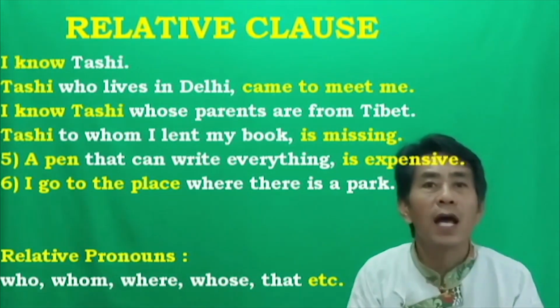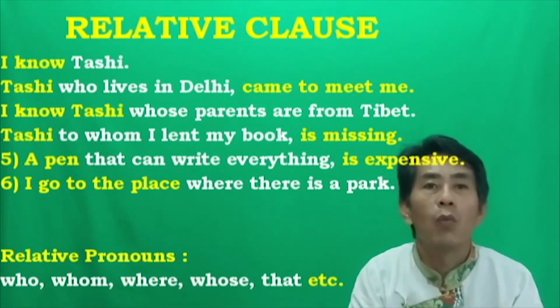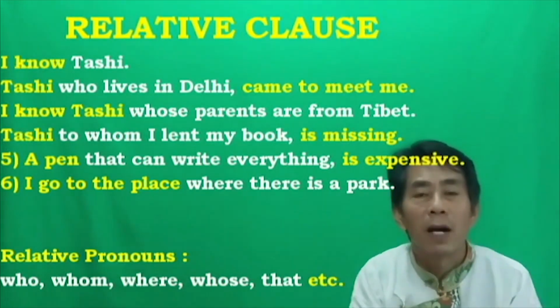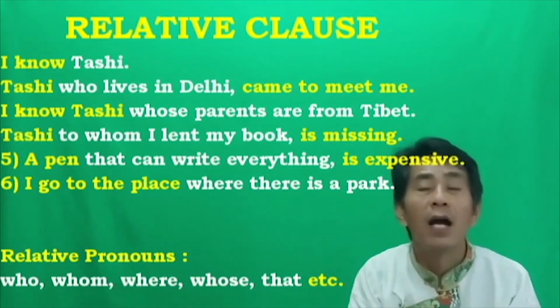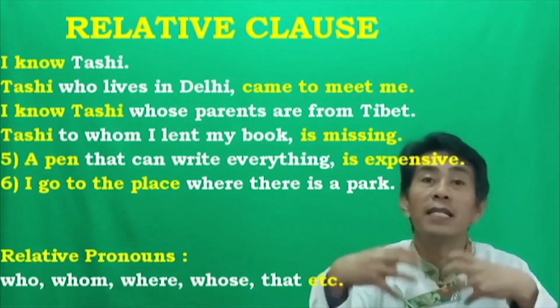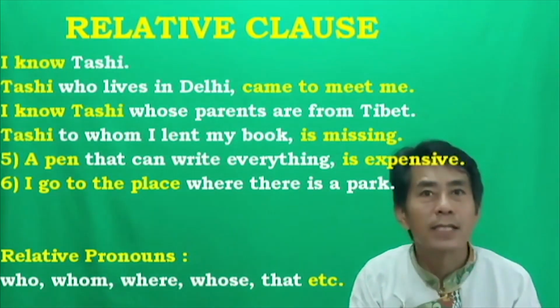Okay, the last one. I go to a place where there is a park. I go to a place. Which place? Where there is a park. So, where there is a park, this is a relative clause. Why? Because this is using the relative pronoun where. Did you understand? Okay, yes.